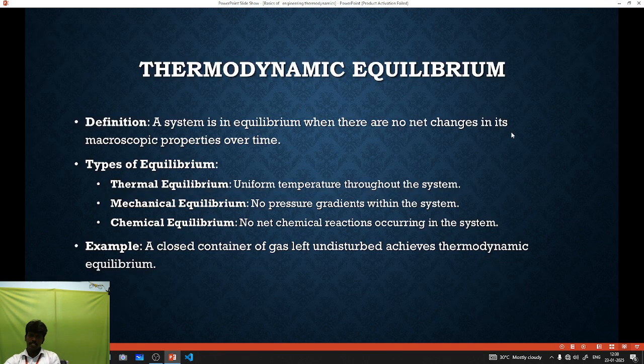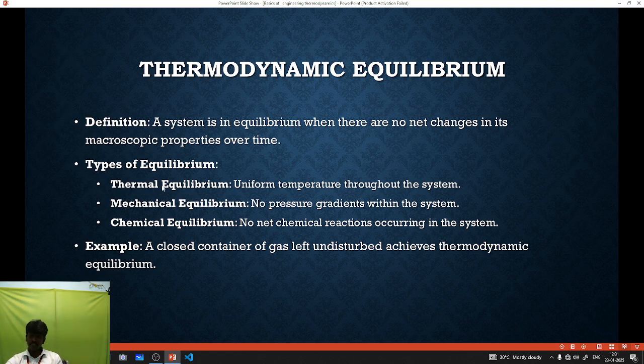Equilibrium, thermodynamic equilibrium. A system is in equilibrium when there are no net changes in its macroscopic properties over time. Thermodynamic equilibrium means thermal equilibrium, mechanical equilibrium, and chemical equilibrium. These three are generally referred to as thermodynamic equilibrium. Thermal equilibrium means uniform temperature throughout the system. Consider a classroom or a room. The temperature measured at any point of this room should be constant. If your room temperature is 35 degrees, it is the same at any place.